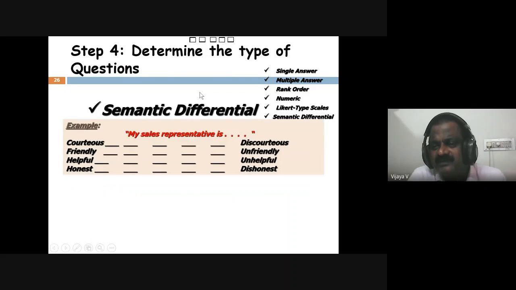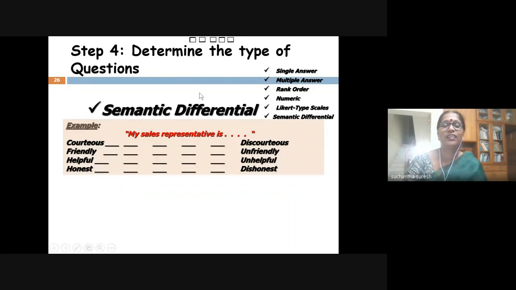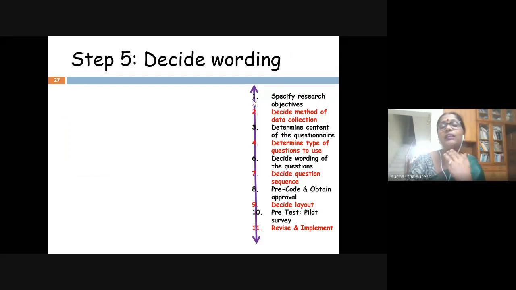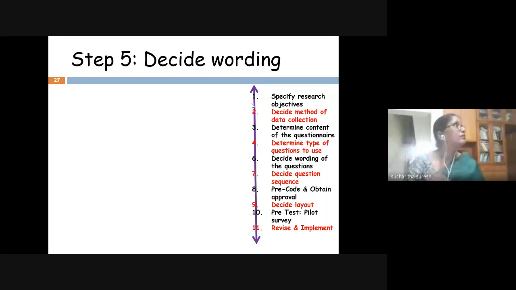So semantic differentials also you can take 1 to 10. There is nothing in between. We just say that low to high or mild to severe. Like this, that is semantic differential method. After that, so we have time, no?